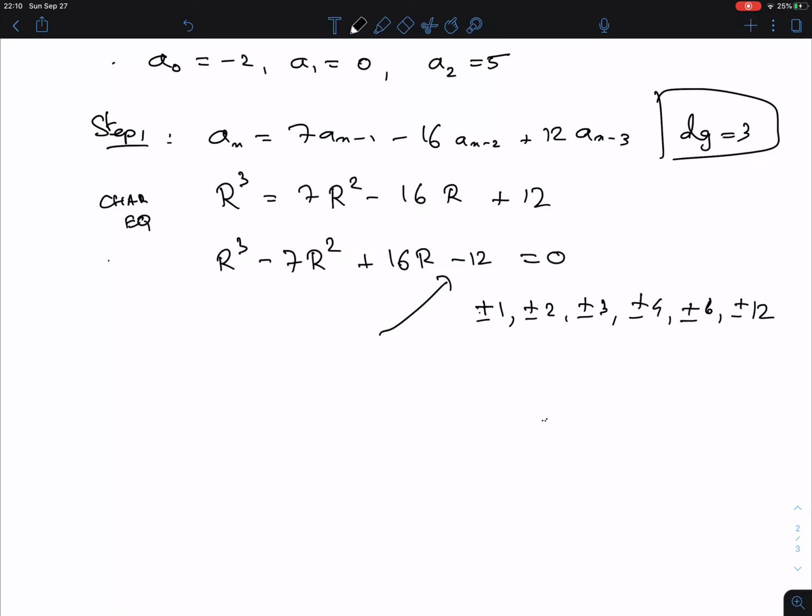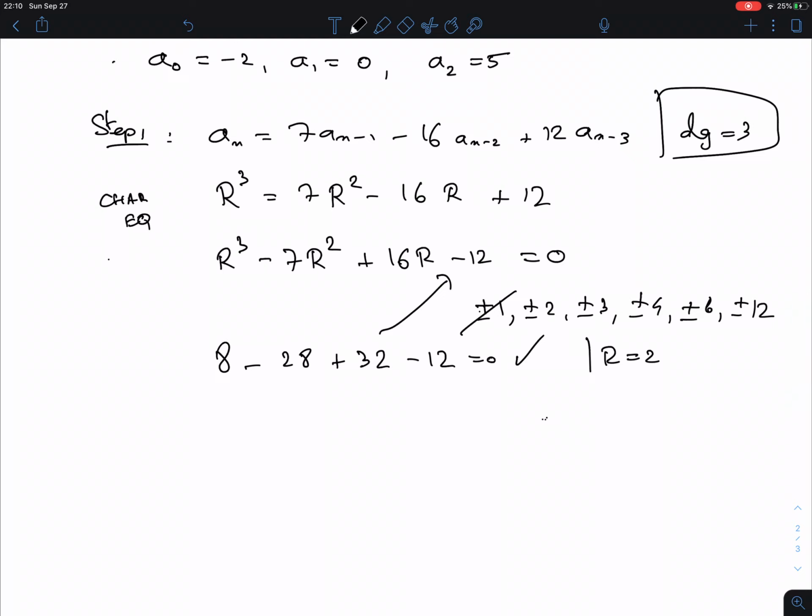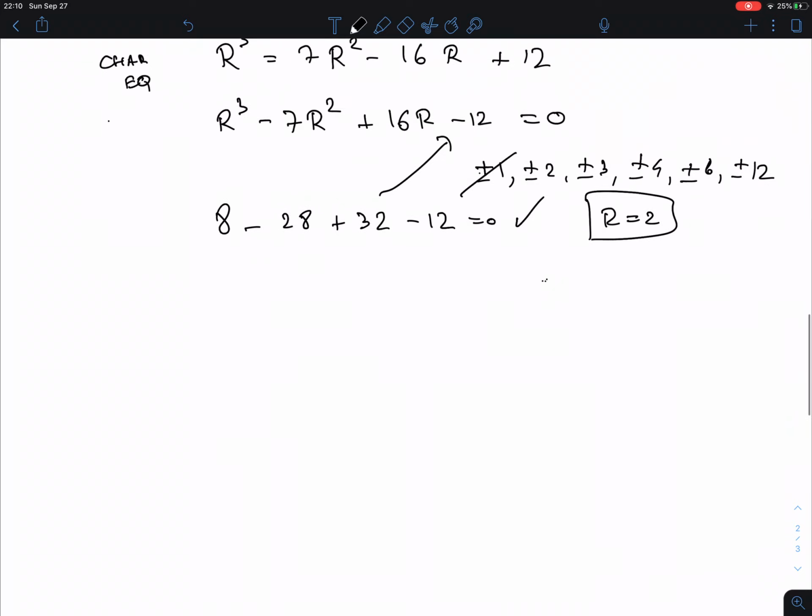What about if I plug in negative 1? I don't think that's going to make a difference. In fact, everything becomes a negative, so it's not going to work. So, okay, these are out. What about 2? That is 8 minus 28 plus 32 minus 12. And that seems to work, because that is 40 minus 40, that is 0. So, yes, I find that r is 2 is a root. Good. That means that I can factor this thing.